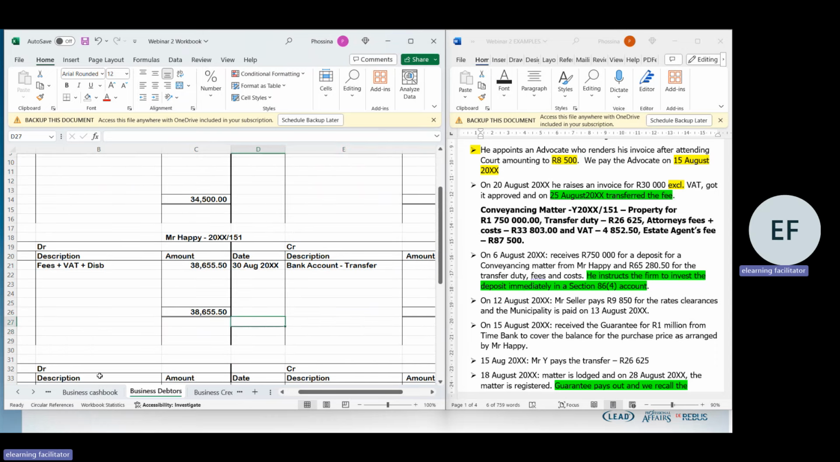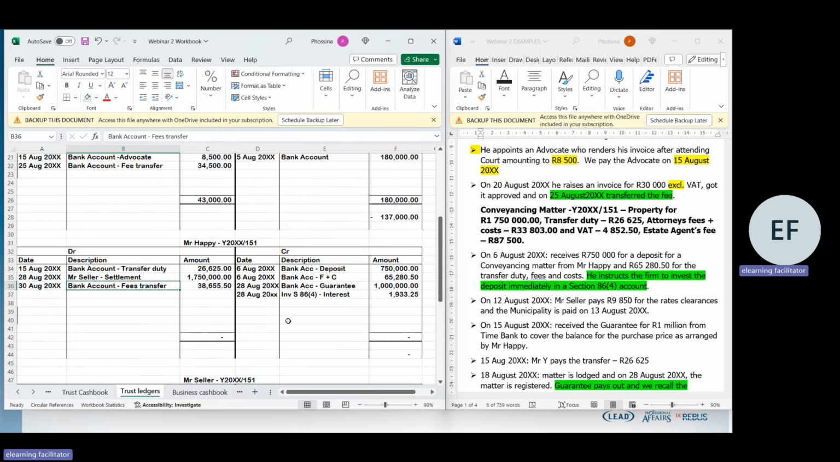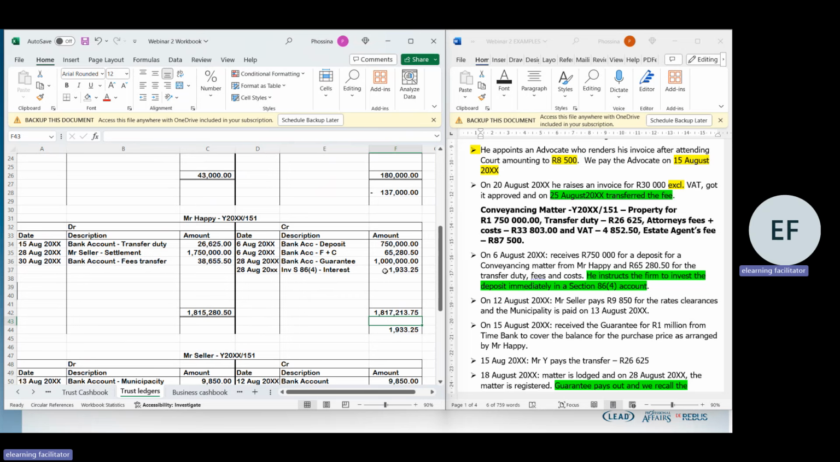And then the only thing that we are going to do is look at his creditors ledger, trust creditors ledger here for Mr. Happy, because we haven't balanced it out. So we want to see if he's still owing or we are owing him. Okay, this is it. So if you can have a look, the credit side is higher. It is higher by 1933.25, and this is because of the interest that he has earned in the investment account. So we need to pay him.